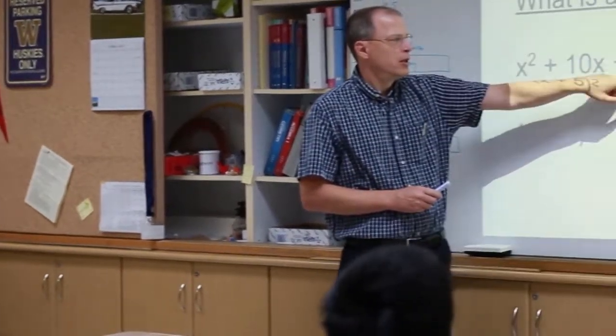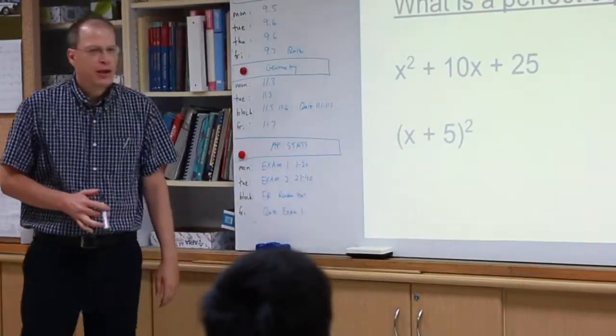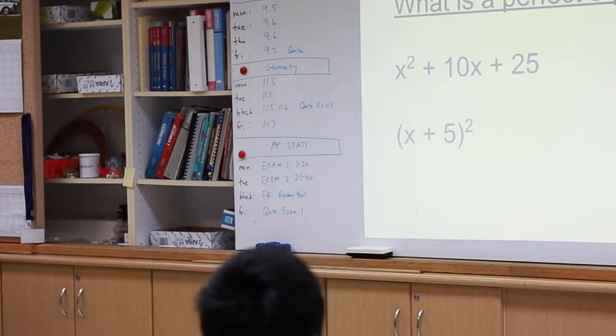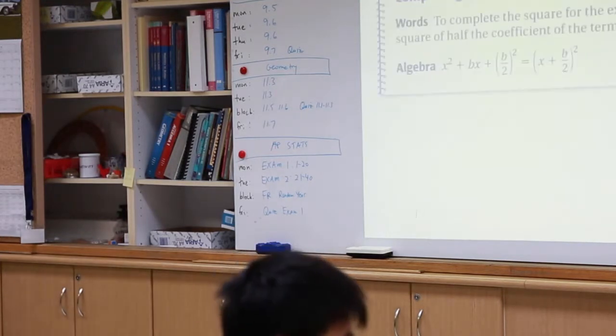Dude, this is like, it saved me like 9 hours. I know. Literally, 9 hours. So b over 2 squared is our trick.